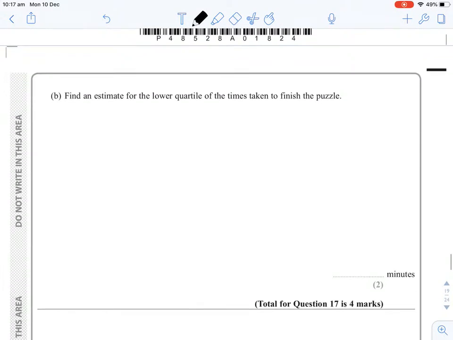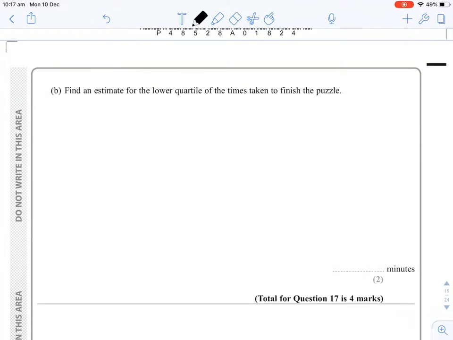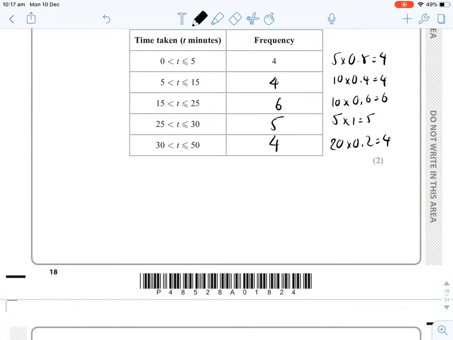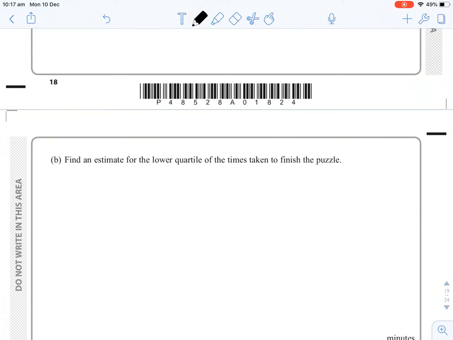Now part B, find an estimate for the lower quartile of the times taken to finish the puzzle. So let's find out how many people there are in total. So we've got 4, 4, 6, 5 and 4. So we've got 4, add 4, add 6, add 5, add 4. And that is going to give us 23 people. Now continuous data, so we don't need to add 1.